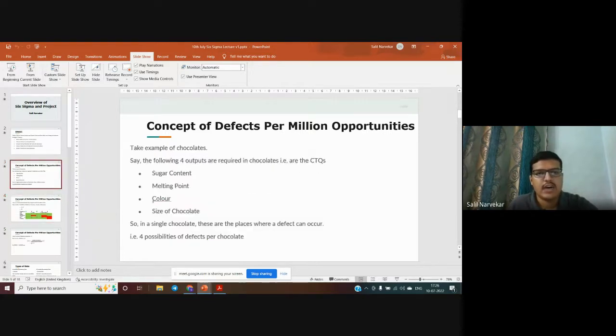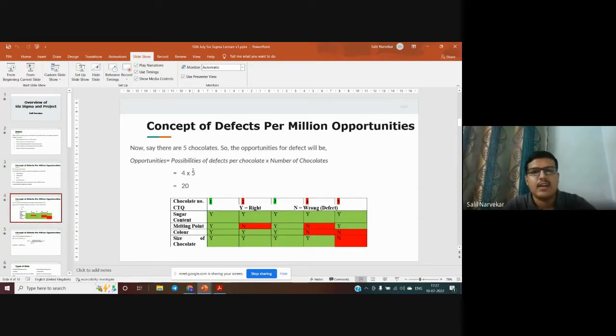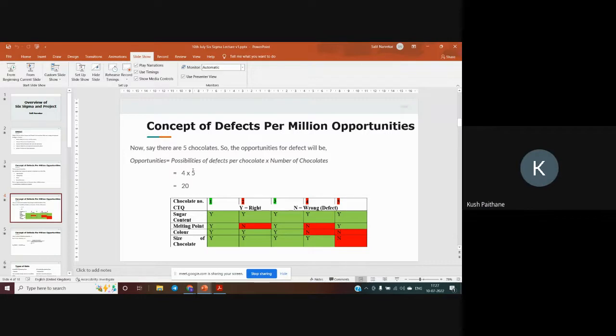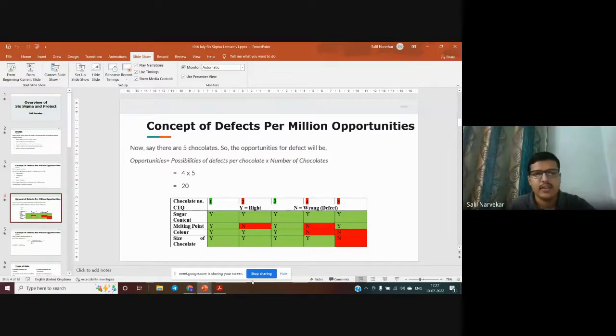Have you understood this 4 possibilities part? Yes. Okay. So now the total opportunity is the number of defects per chocolate times the number of chocolates, like defects per unit times number of units. That's the possibility of the defects which can occur. Got it. Okay, sure. Let's move ahead then.